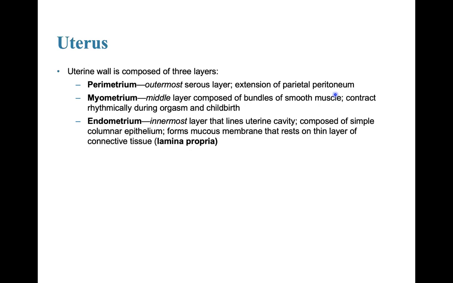The uterine wall is composed of three layers: the perimetrium, which is the outermost layer, extensions of the parietal peritoneum; myometrium, which is a middle layer that is composed of bundles of smooth muscle, which contract rhythmically during orgasm and childbirth; and the endometrium, which is the innermost layer that lines the uterine cavity and is composed of simple columnar epithelium. It forms mucous membrane that rests on the thin layer of the connective tissue, which is a lamina propria.